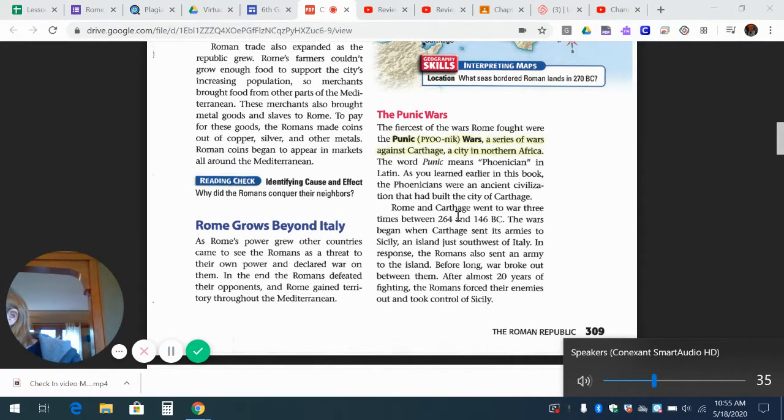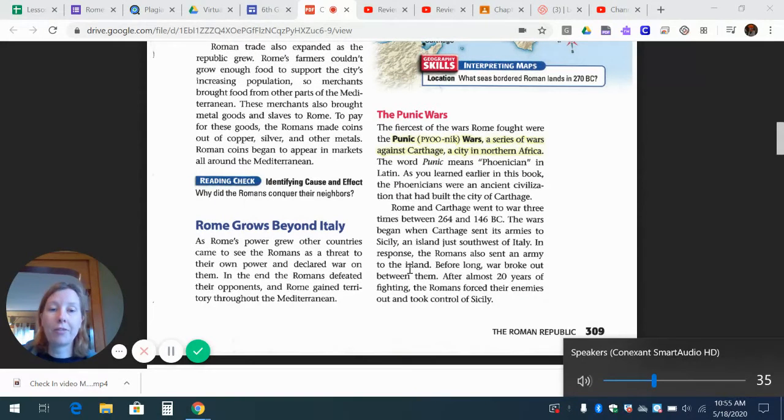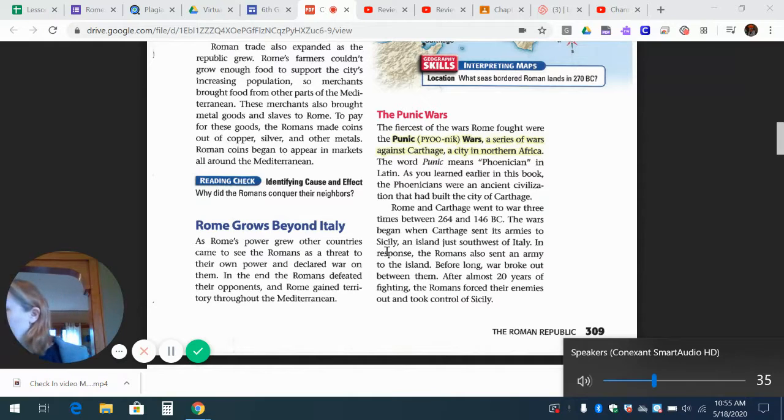Question 2B, summarize what led to the beginning of the Punic Wars. If I keep reading, it's going to be in this paragraph right here. The reason why the Punic War started is because Carthage sent an army to Sicily. So 2A is who fought in the Punic Wars, and the answer is Rome and Carthage. And question 2B, summarize what led to the beginning of the Punic Wars. The Punic Wars started because Carthage sent its army to Sicily and Rome defended its territory.